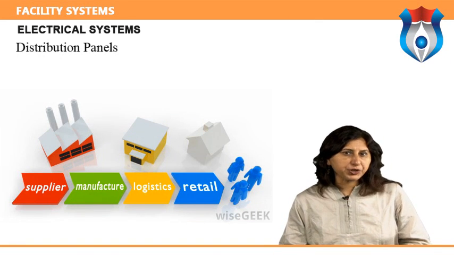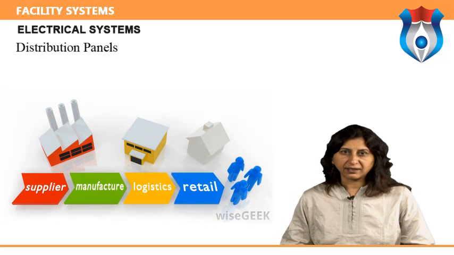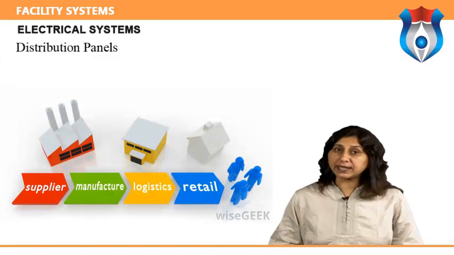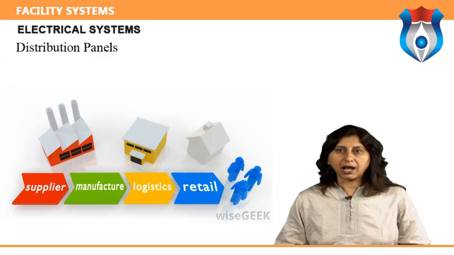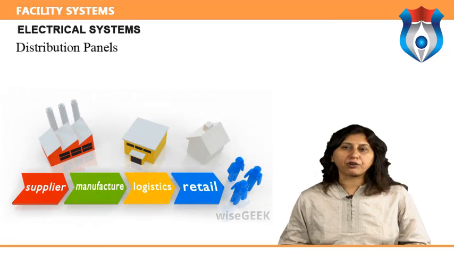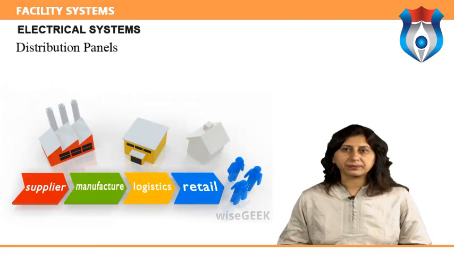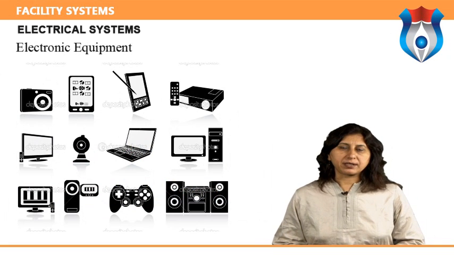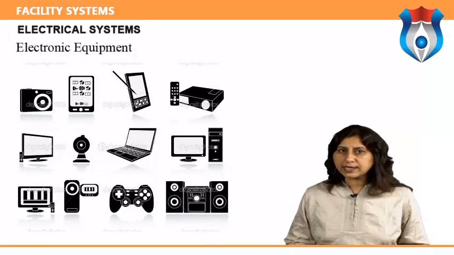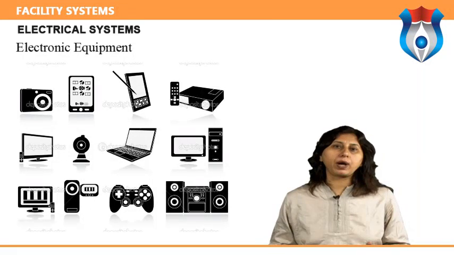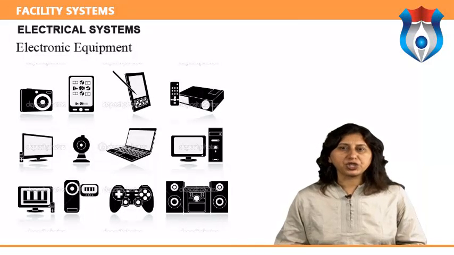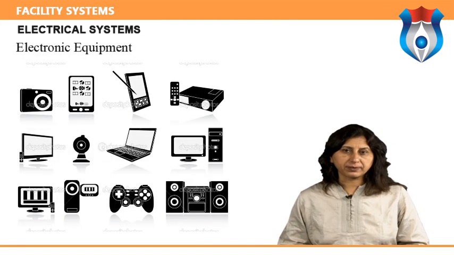It is easy to install and is user-friendly. These are stringently quality tested before being delivered to the clients. Our quality testers ensure that the distribution panels are of international quality range. Electronic equipment. The term electronic equipment is used for all systems which generally require very low voltage and power. These equipments are generally quiet in their operation.